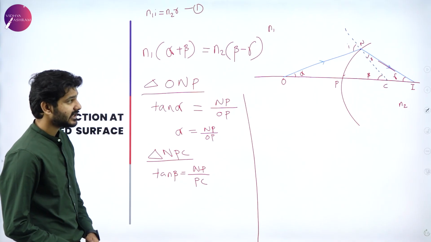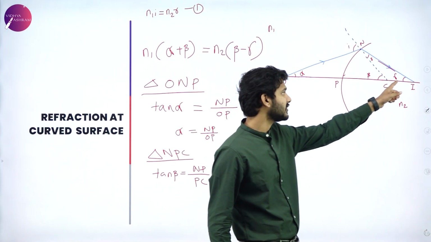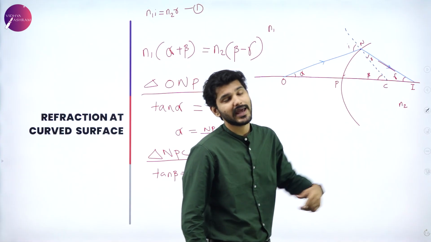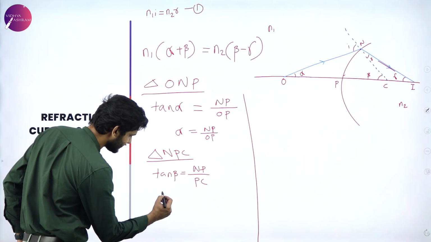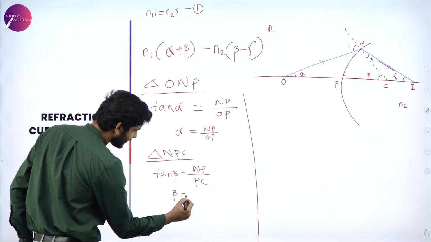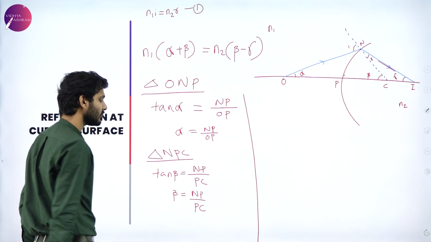And then finally, we have to define what is gamma also. So here, gamma is this particular triangle. So we are going to consider NIP or NPI. So again, from triangle NPI, before that, we are approximating tan beta to beta. So again, we can write beta is equal to NP divided by PC, right?